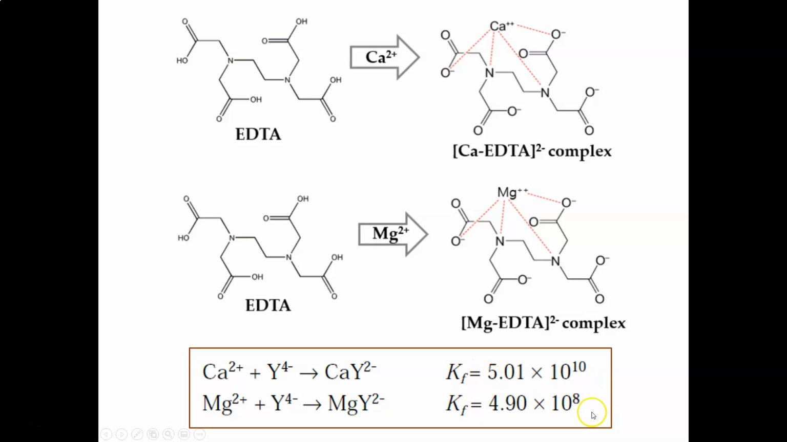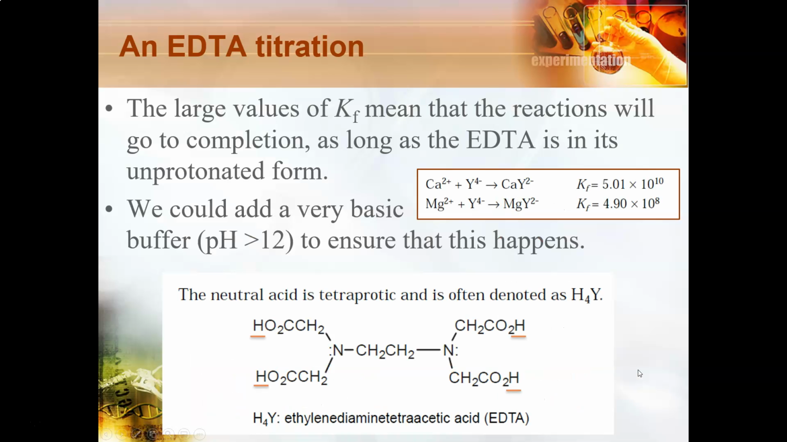So what we should note right here is that when these K values are very large, that means that the reaction goes to completion, and these are very, very large Ks. So that means when we have EDTA and calcium, we will form this calcium EDTA complex, and when we have EDTA and magnesium, we will form the complex. So you won't have any free ions or any EDTA left over. You've completely formed the complex, and we can tell by looking at these really large Kf values.